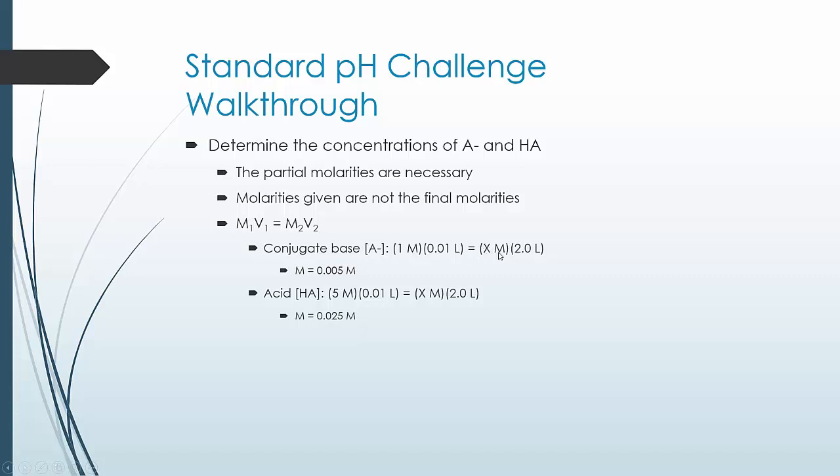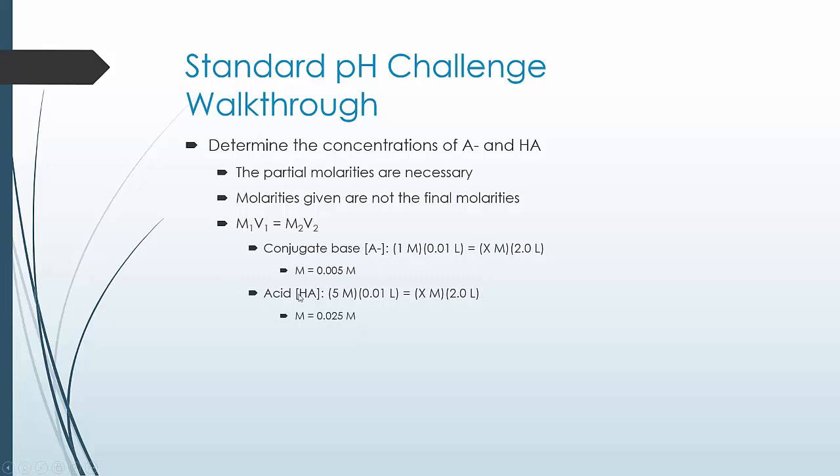So if we solve for x milliliters, we divide both sides by 2 liters, and that eliminates our liters, and we are left with x M equals 0.005 molar. So molar equals molar. So our units cancel appropriately, and we have 0.005 molar.